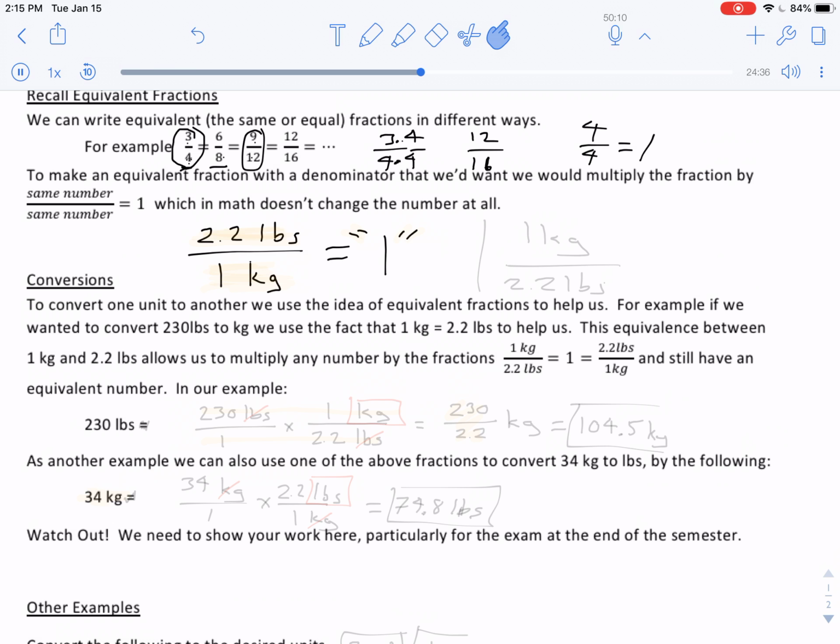2.2 pounds is the same as 1 kilogram. My pen died on me. Oh, hold on. That's why. So 2.2 pounds is the same number as 1 kilogram, so we get, in quotes, 1 when we do this. This is why we're allowed to multiply by this fraction, or also another fraction we might be able to use, 1 kilogram over 2.2 pounds.